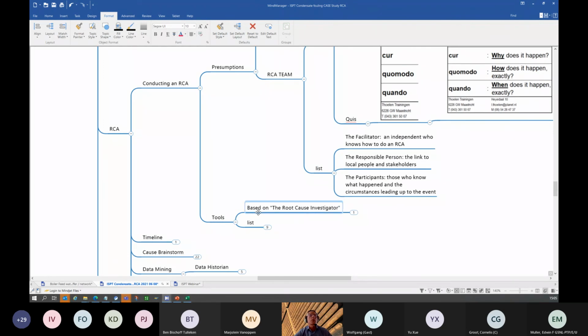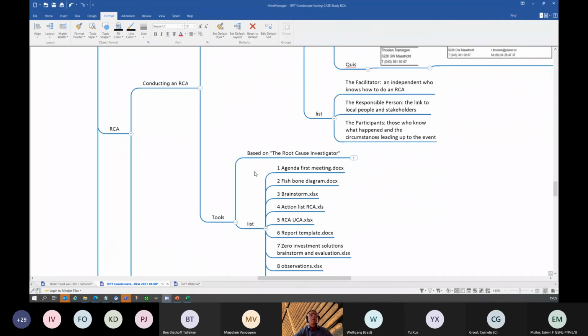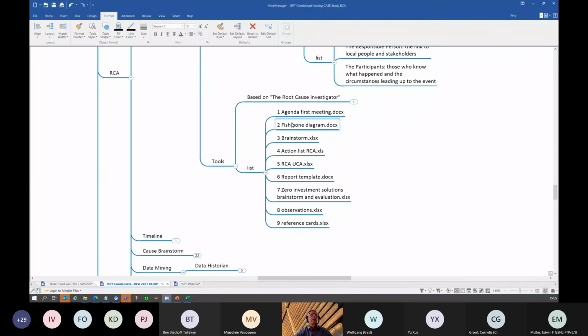There is a tool set that is based on the root cause investigator methodology. You can find those by Endeavour. They taught me the system. And this tool set has an agenda, a fishbone diagram, a brainstorm diagram, an action list, the root cause analysis or the unknown cause analysis methodology, a report template, zero investment solutions brainstorm and evaluation system, and document for observations and some reference cards to use.